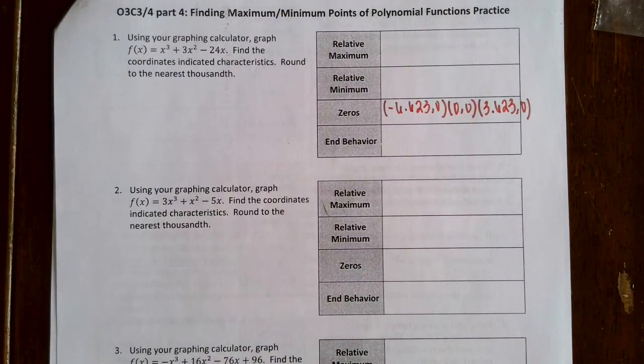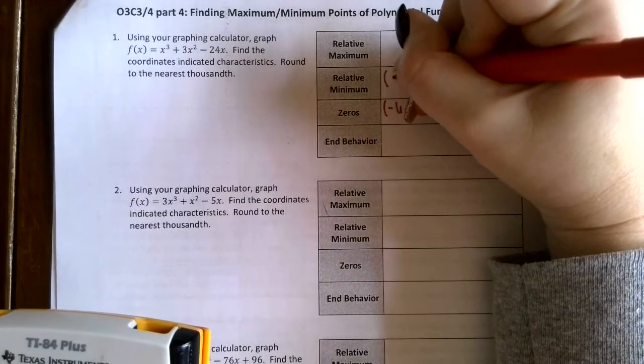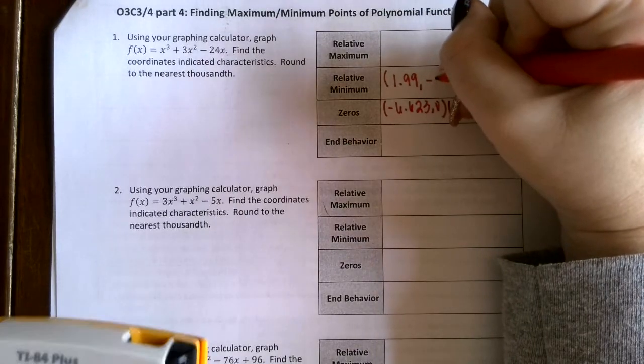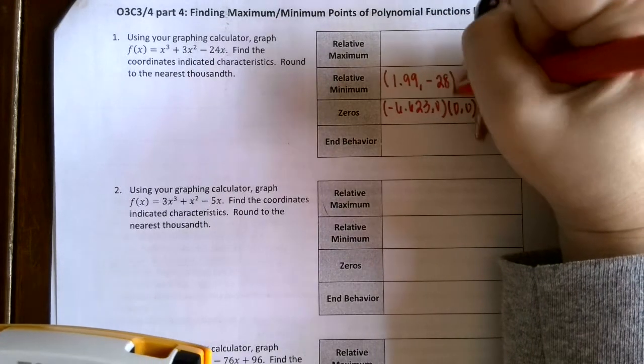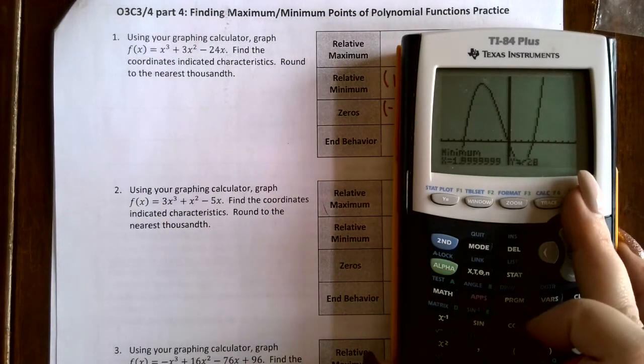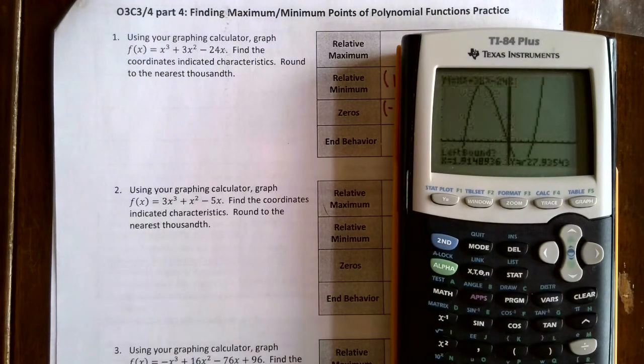Okay, so again, minimum, so this is 1.99, -28. So that's your minimum. And then if I hit graph, second trace, and then I'm going to do the max.